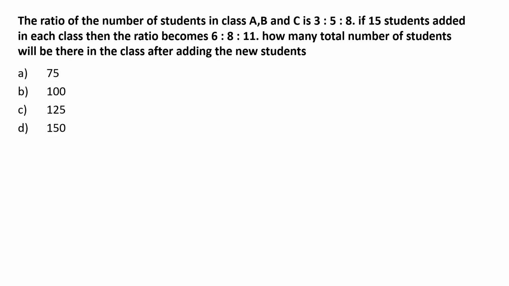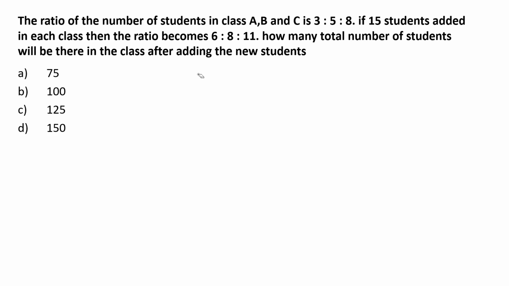In this session we got some excellent questions, and here is the first one. The ratio of the number of students in classes A, B, C is 3 is to 5 is to 8. If 15 students are added in each class, then the ratio becomes 6 is to 8 is to 11. How many students were there in total before adding the new students? Pause the video and read the question again.